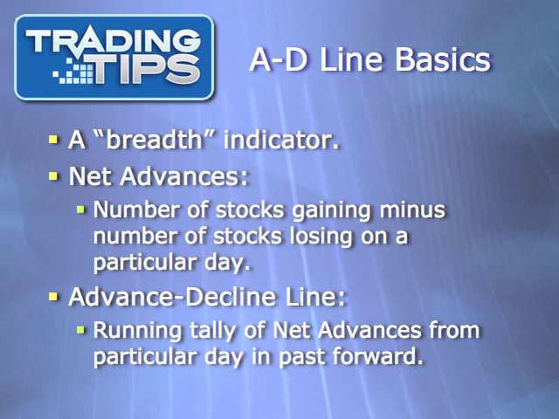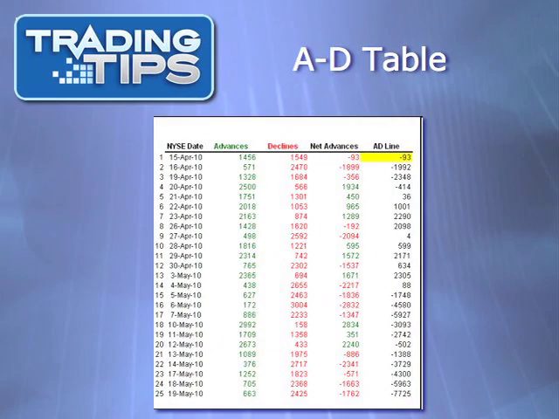Obviously, if more stocks gain than lose, net advances is a positive number. And if more stocks lose than gain, net advances is negative. The advanced decline line starts a particular day in the past, and then tallies a running total of net advances from that point forward. Here's an example of advanced decline data, which shows how net advances and the AD lines are calculated.